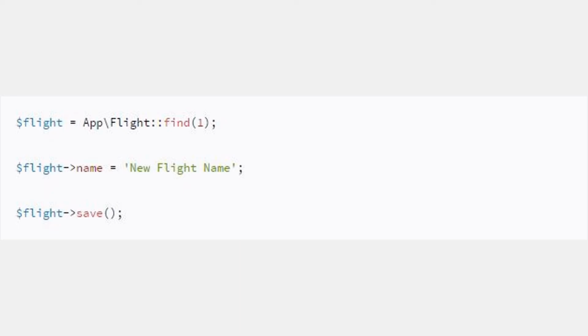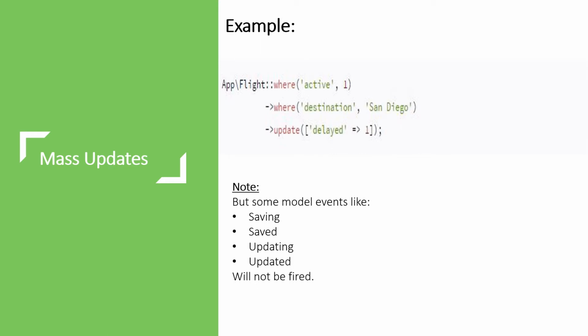So in this example, we have the model Flight and its attribute name, and we update the value of the attribute name and then simply call the save method to update the value of the attribute name of model Flight in the database. So what are mass updates? Updates can also be performed against any number of models that match a given query. In this example of code, all flights that are active and have destination San Diego will be marked as delayed.